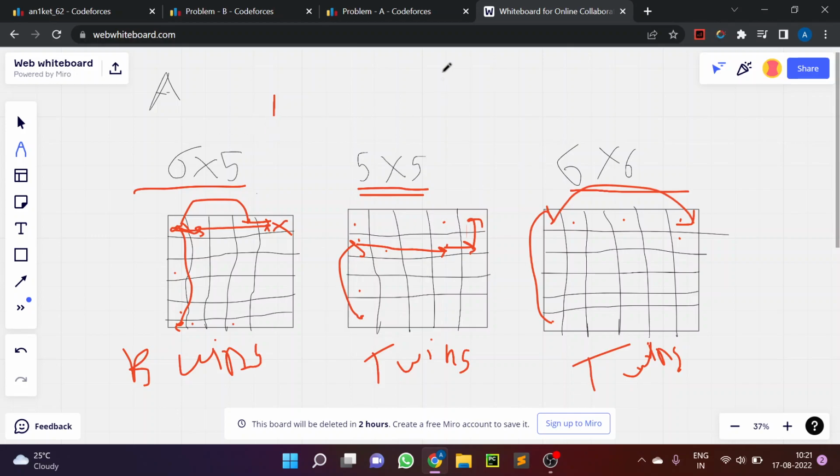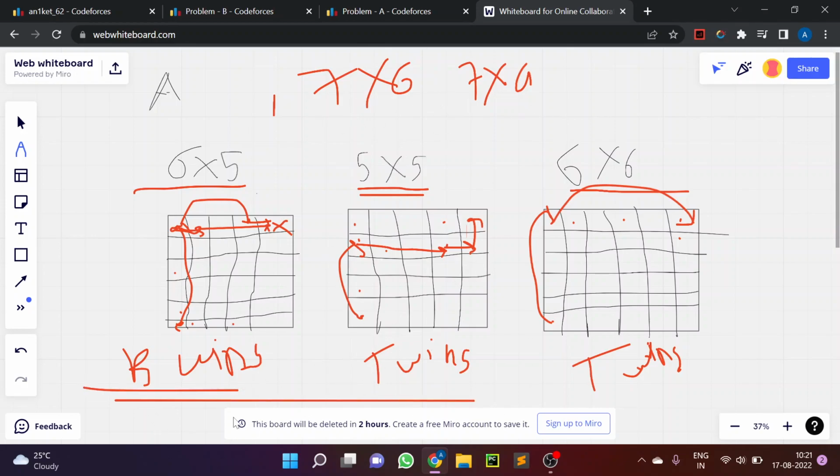If you want to take any case like 7 by 6 or 7 by 4, meaning one of them is even and one of them is odd, B always wins. And in the other cases, where both of them are even or both of them are odd, T wins. So this was the whole logic.